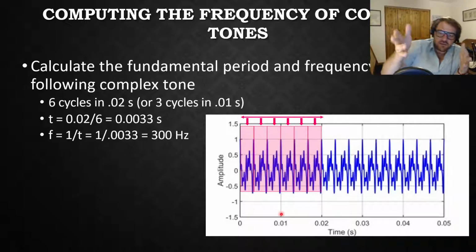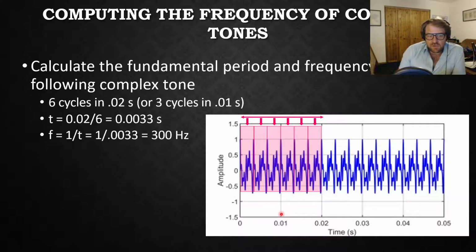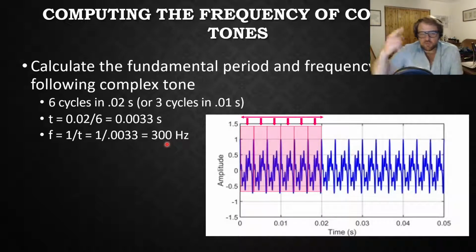So go back to the pen example. 3 pens, $9. You're going to take the time, 0.01 seconds, divide it by 3 cycles, 0.01 divided by 3, or if you're a dummy like me, 0.02 divided by 6, equals 0.0033 seconds. That's your fundamental period. Put it back in our equation that we had before. F equals 1 over period. You're going to put 1 over 0.0033, and that gives you 300 hertz. So the fundamental frequency here is 300 hertz.